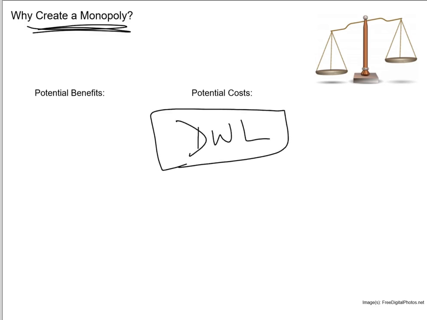So we've already identified what the cost of a monopolist is. We just identified it, right? What's the cost? It's the inefficiency. It's the deadweight loss that happens from it. What are the potential benefits, though? Again, if we think about a little drug development story, right?